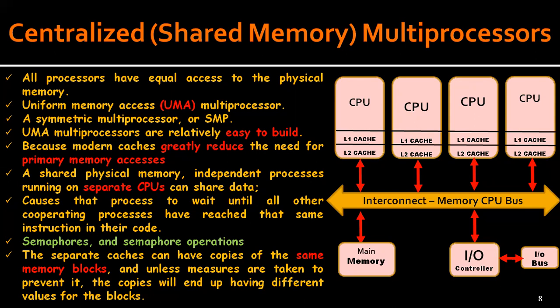So here, what is a barrier synchronization instruction? A barrier synchronization instruction is an instruction that, when executed by a process, causes the process to wait until all the other cooperating processes have reached the same instruction in that particular code. And this will be described in more detail in our later videos.